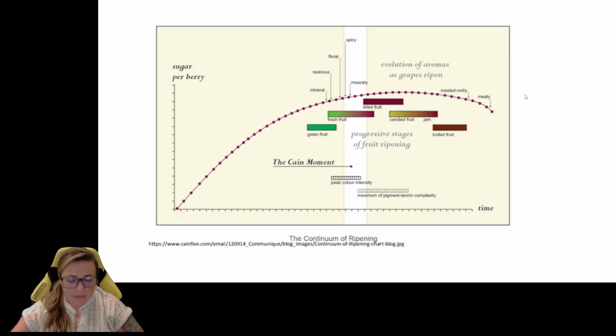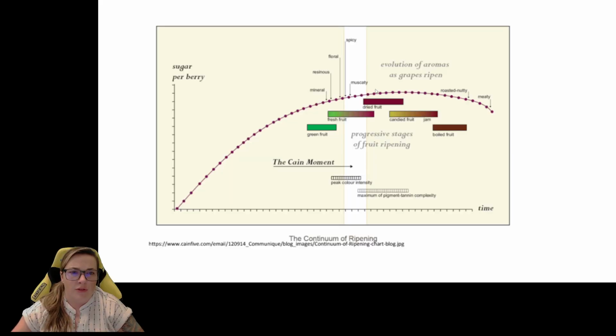Okay, here's a really good picture of that same concept. So here we have time on the x-axis, and on the y-axis, we have sugar per berry. As you can see, as the sugar accumulates, we get towards these scales of flavor as it evolves. So in the very beginning, we get kind of mineral and resinous, green fruit, fresh fruit. Then it starts to evolve more towards red fruit.